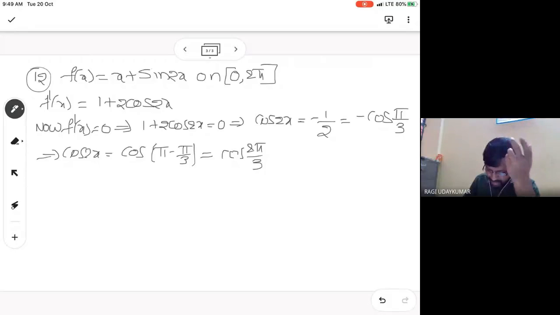Why is pi minus pi by 3 taken? Why is pi minus pi by 3 taken? Why pi minus pi by 3 is taken is my question. Correct?